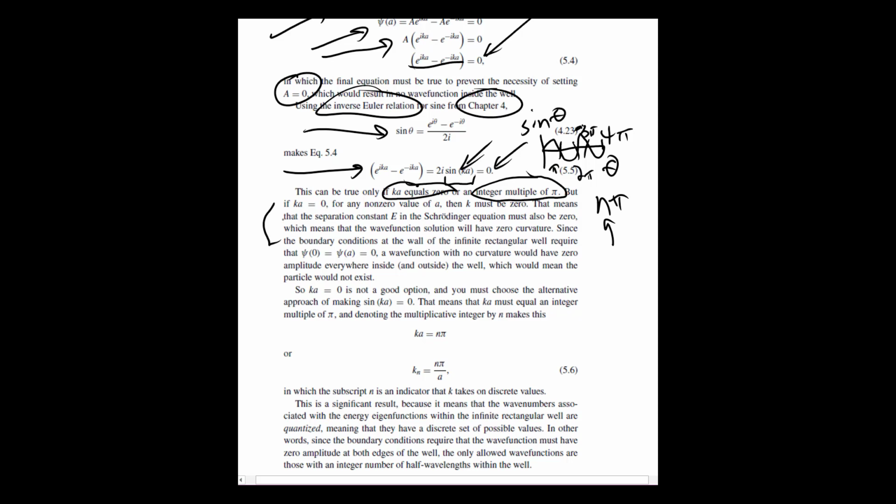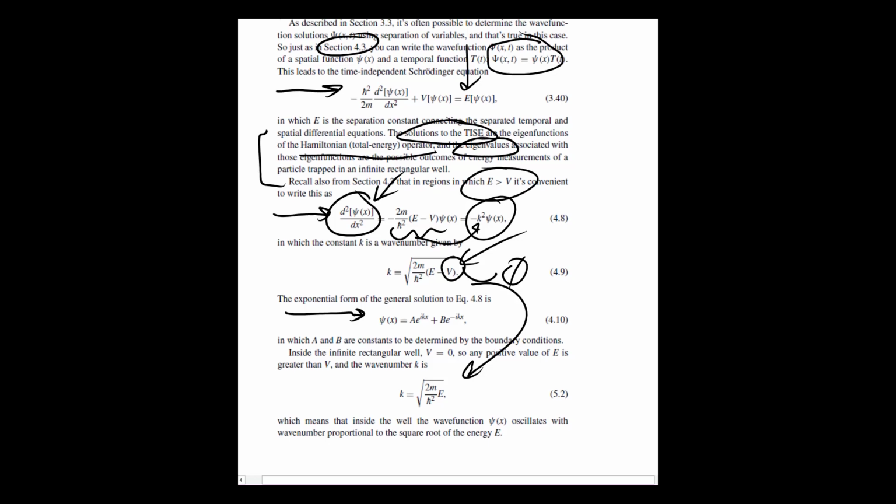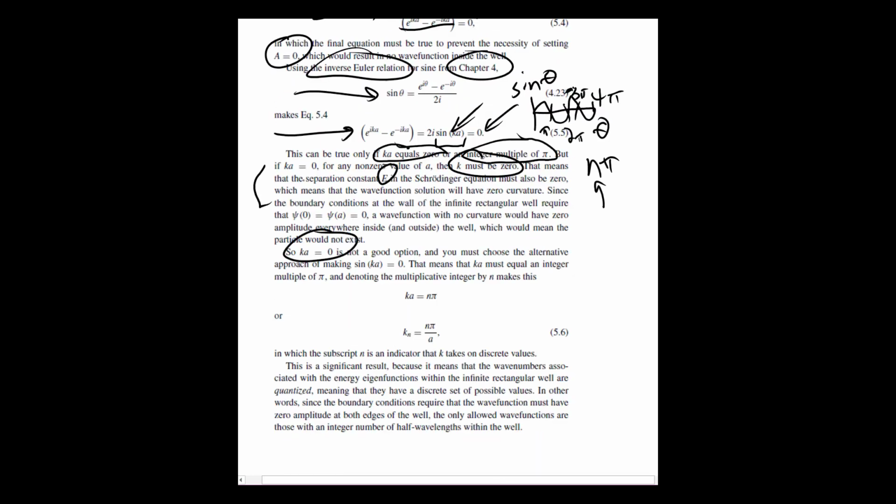But I'll first deal with the case that if ka equals 0, that would mean that k must be 0, because we know a, the width of the well, is not 0. And if we set k equal to 0, then the separation constant E, the square root of which is proportional to k, must also be 0. And what does it mean if E is 0? Look back to our expression of the time-independent Schrödinger equation. Here's the curvature of the wave function, the second spatial derivative. Here's k squared. If we're going to allow k to be 0, then the curvature must be 0. And we said that the wave function is 0 at the edges of the well, so if it has no curvature, it must also be 0 inside the well. So ka equals 0 is not a good option.